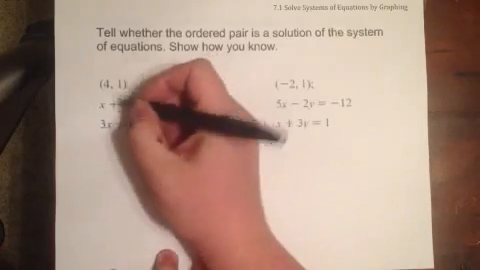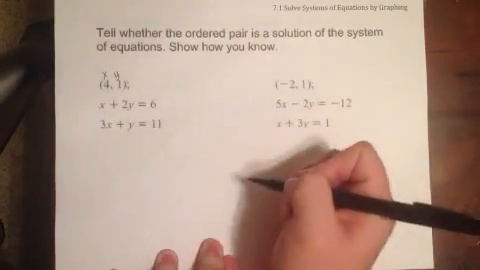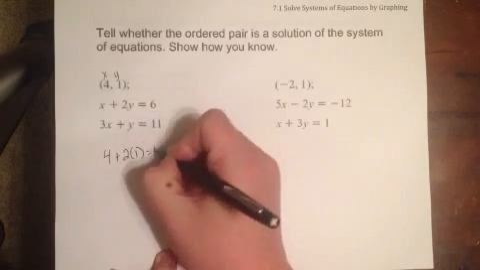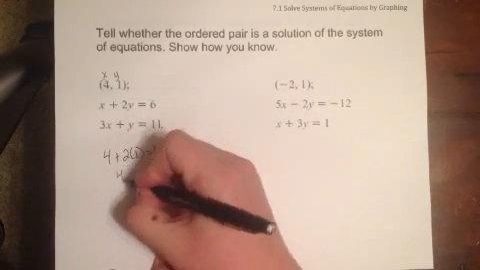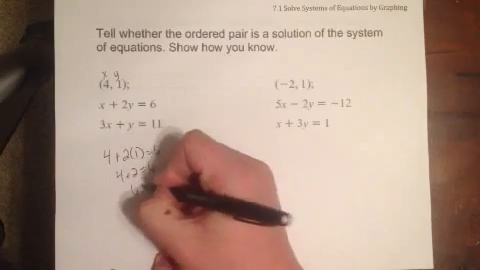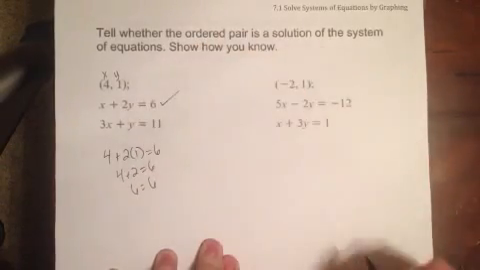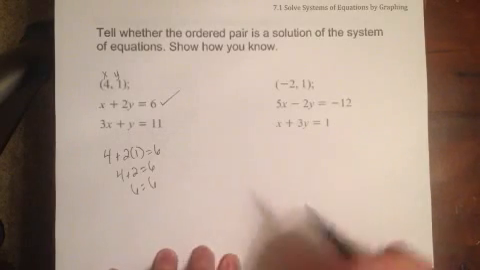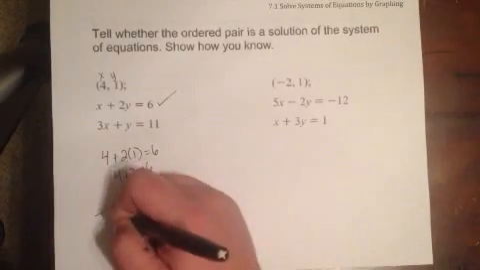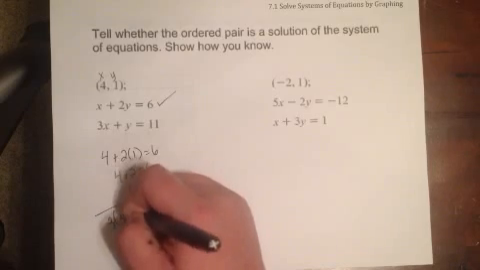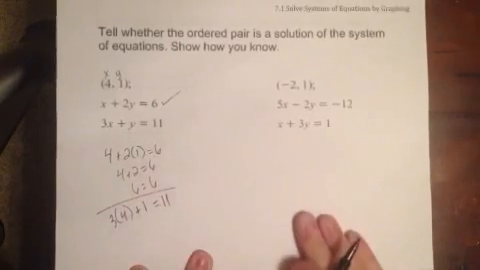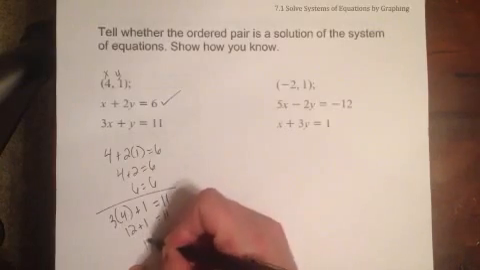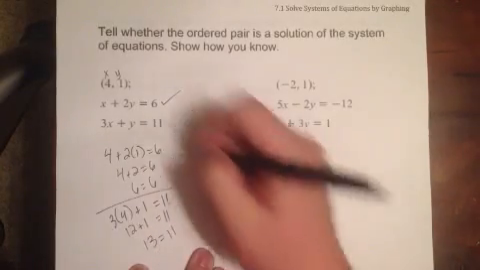So on this first one, we're going to check it. Remember, this is our x and this is our y. We're going to do 4 plus 2 times 1 equals 6. So 4 plus 2 equals 6, and 6 does equal 6. So it works for that one. But we can't just judge from that. We have to go on and check it with the second one. That one is 3 times 4 plus 1 equals 11. Well, 3 times 4 is 12, plus 1 is 13, and 13 does not equal 11.